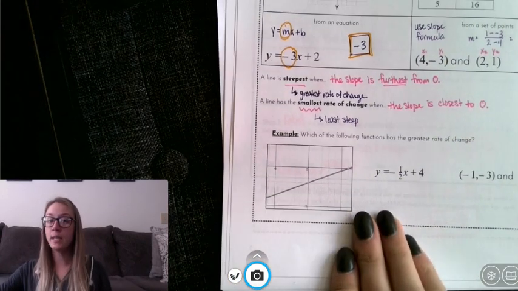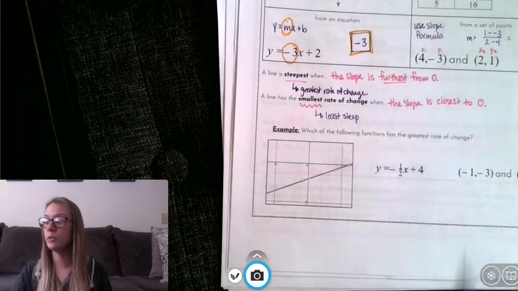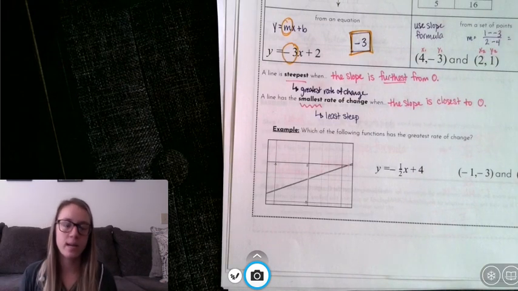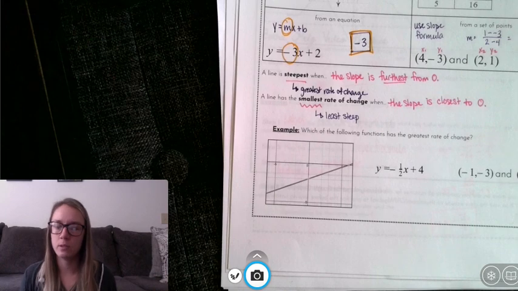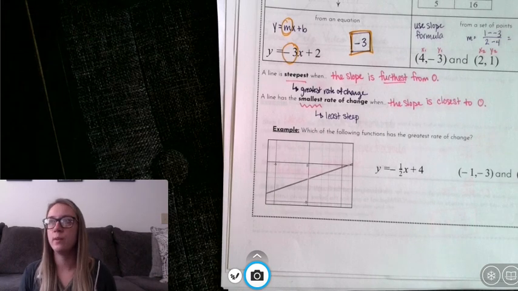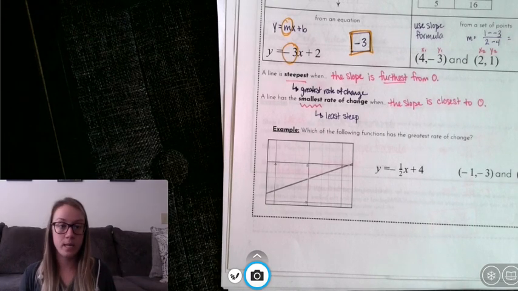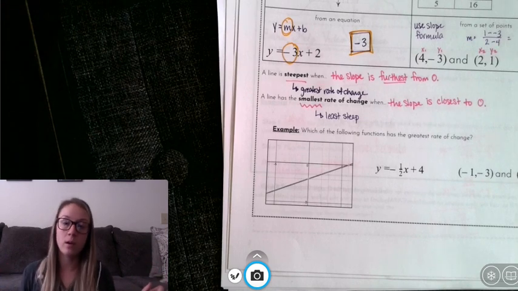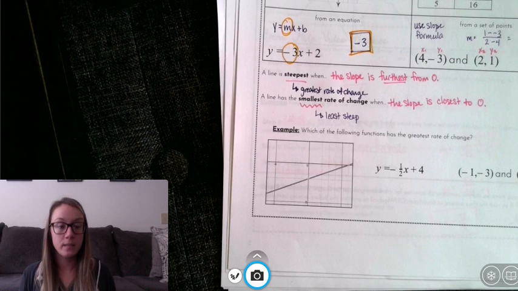And when we're talking about if it's furthest from 0 or closest to 0, we're not looking at if it's positive or negative. We're not looking at which number is the biggest or smallest. So if we have -3 and a +2, -3 is furthest from 0 and would be considered the steeper of the two slopes between -3 and +2.